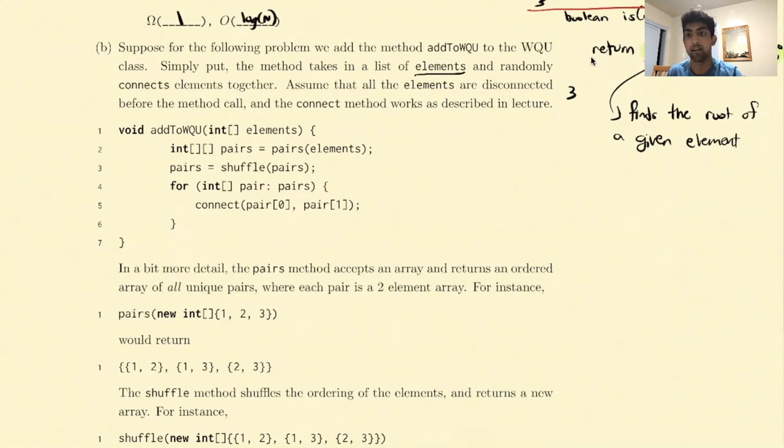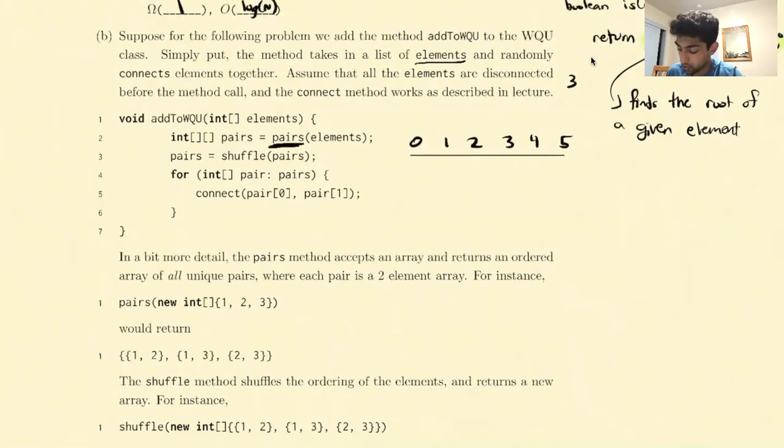So to recap, what this method is doing intuitively is that we have a bunch of elements that belong to a weighted quick union, say 0, 1, 2, 3, 4, 5 in this example. What we're going to do is randomly connect these elements together, okay? How we're going to achieve that is we're first going to find all possible pairs of these elements, okay? So what does that mean?